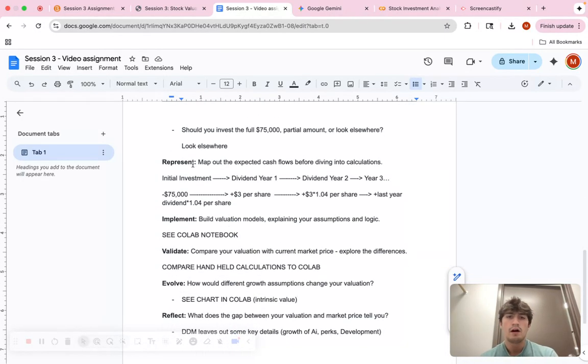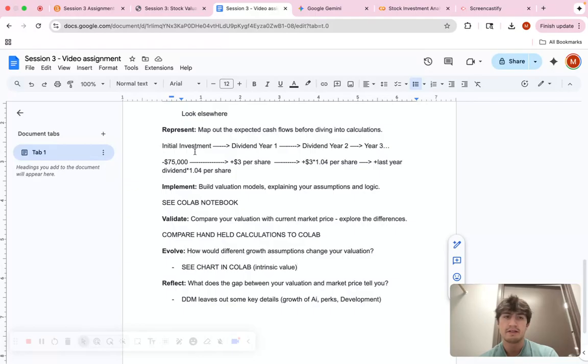So, then we're going to represent it. So we have the initial investment, and that's minus 75K because you just pay that. And then in dividends, you get back $3 per share. You'll get the $3 per share and then the 4% growth rate, and that is per share. So you multiply that by 197. And then that cycle keeps going on from year 2 to year 3, it just keeps going.